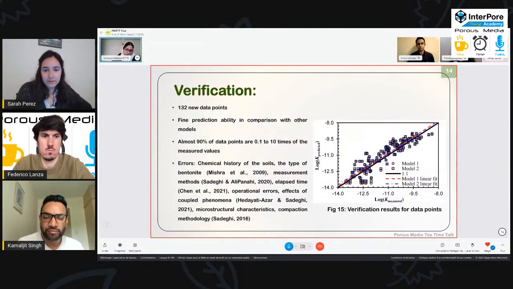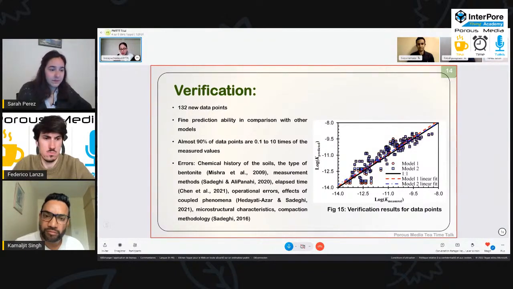In the next step, we come to verification. We collected 132 data points to verify our models. Although data points are pretty scattered, as you can see in this figure, both models have fine prediction ability relatively, for example, in comparison with previous models for distilled water. Almost 90% of these data points are in the range of 1/10 to 10 times the measured values, which is a fine estimation.